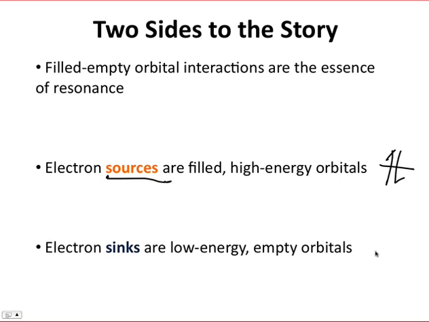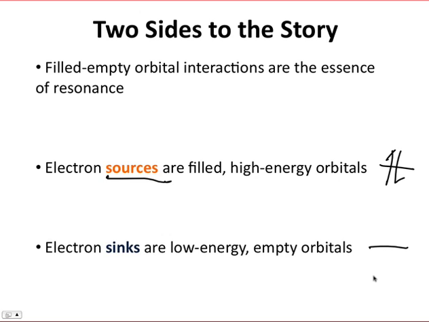Electron sinks, on the other hand, are the low-energy empty orbitals that the electron sources donate into. So on a molecular orbital diagram, we would just represent those with horizontal lines. I'm going to talk now a little bit about typical electron sources and sinks that you'll see as you recognize compounds for which resonance is important.